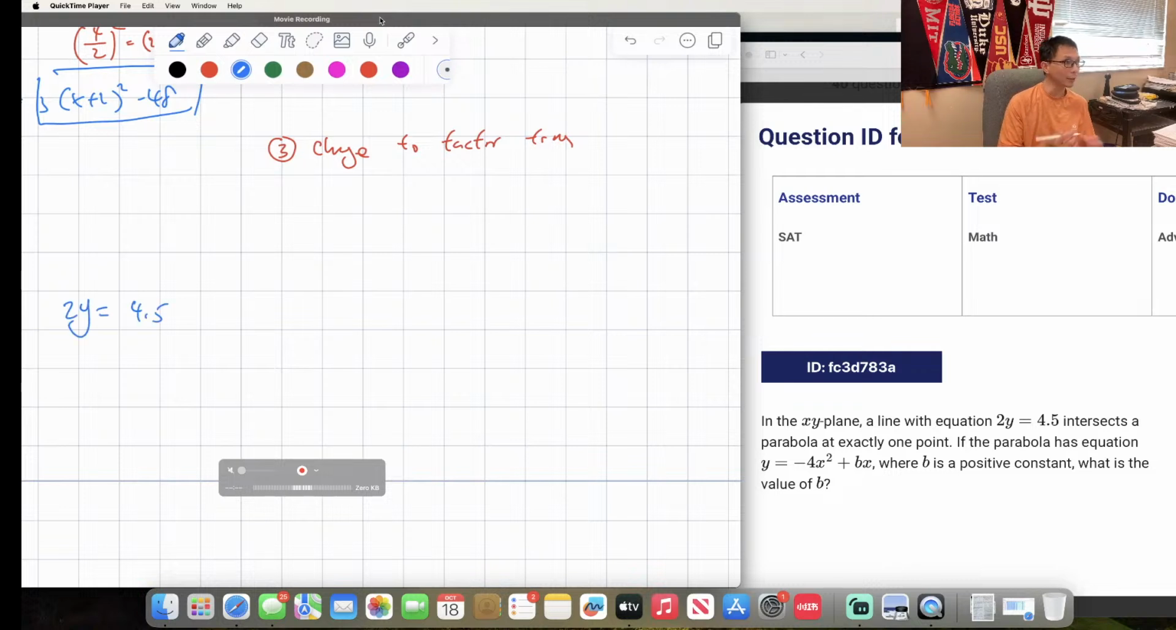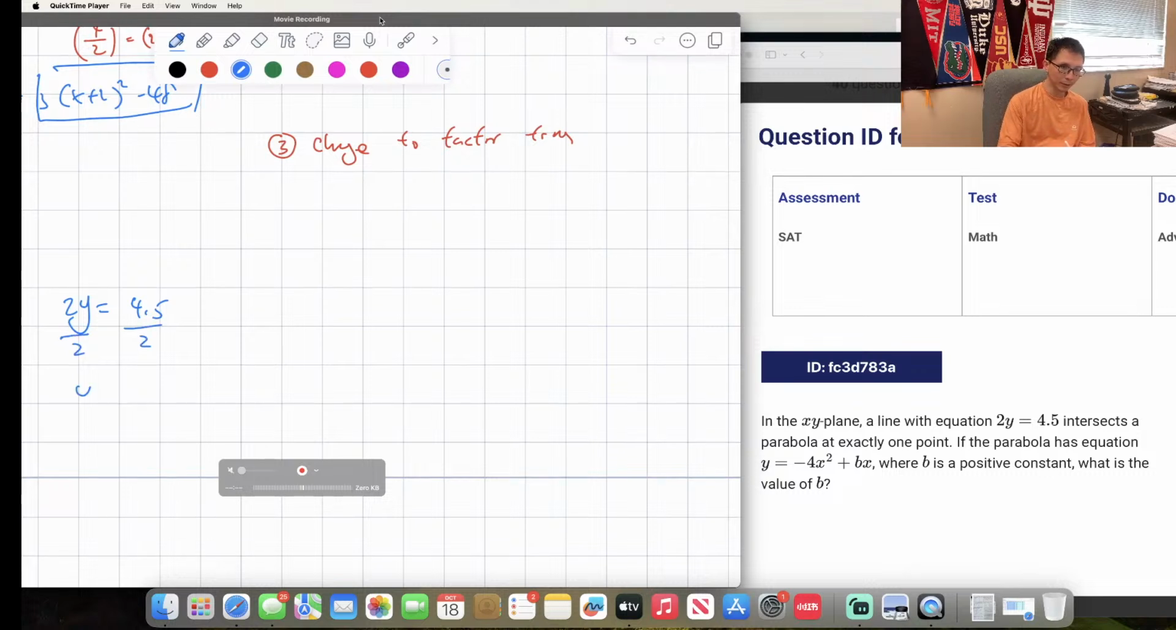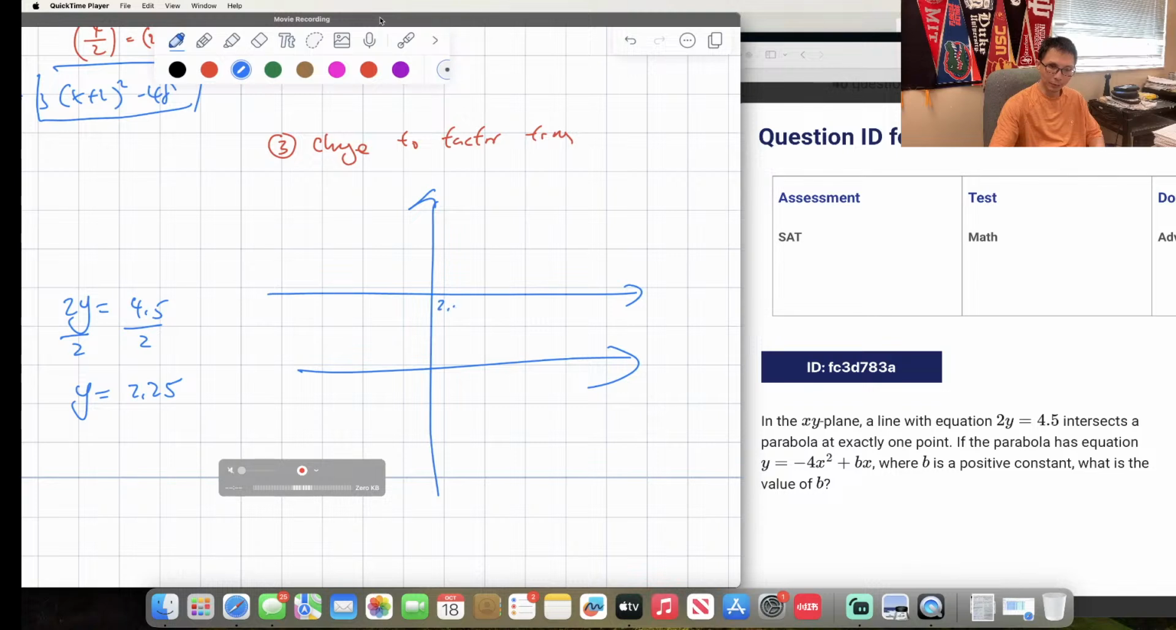2y is equal to 4.5. By the way, do you know how to graph this? This just means y is equal to 2.25. No, that's one line. First of all, there were two things: 2y equal to 4.5, and then y equal to 2.25. So there is a horizontal line at 2.25. And there is a parabola that only intersects once. So something that's going to only intersect once.